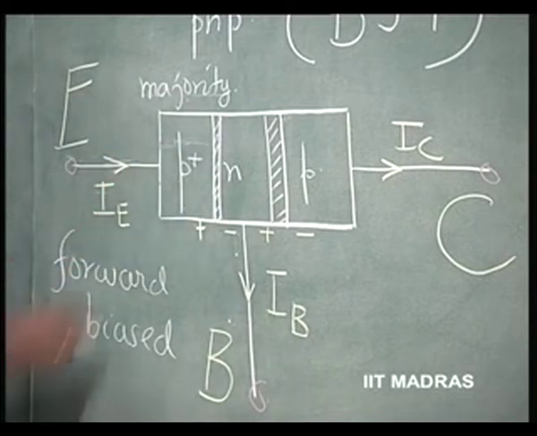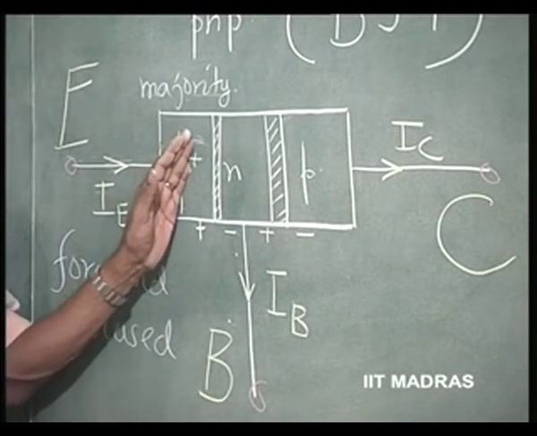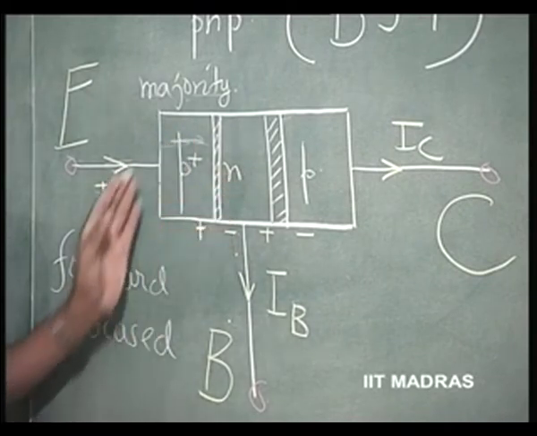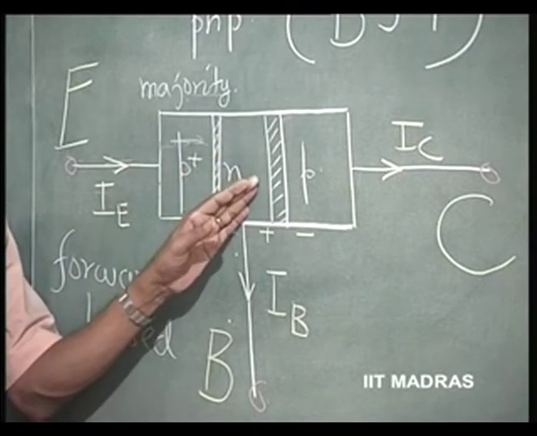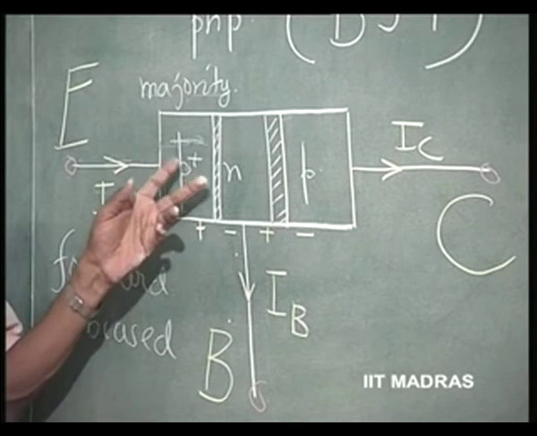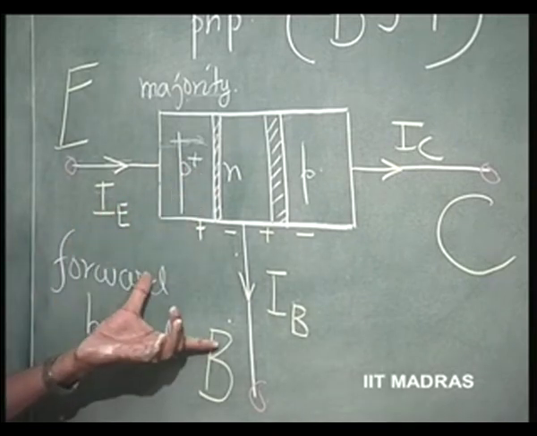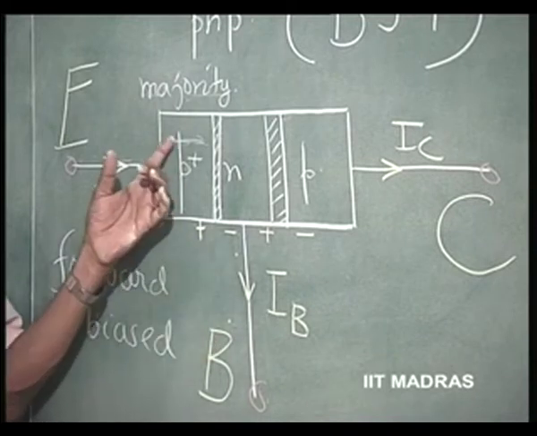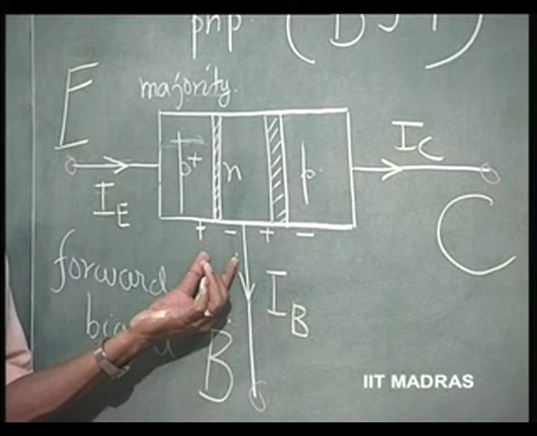So, this I E is predominantly governed by hole current in this region. These holes which are going this way to constitute the current, because it is forward biased, will be moving towards this, and electrons will be moving towards this easily, because the barrier height is reduced by forward biasing. So, a copious amount of current can flow because this junction is forward biased.